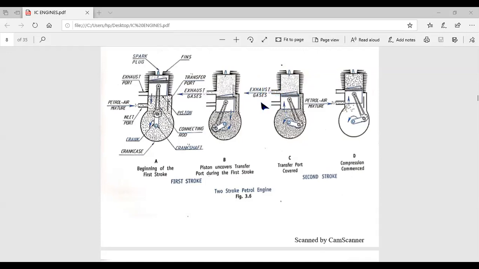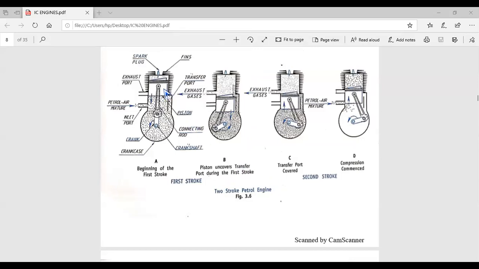Fill the cylinder with the fresh charge and release the exhaust charge to the atmosphere through the silencer or through the exhaust port. Release the gas to the outside. All of you remember, the completion of one complete cycle takes place in two movements of the piston. That is nothing but a two-stroke petrol engine.